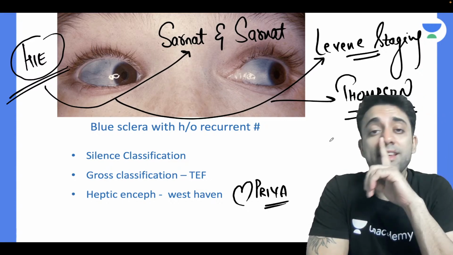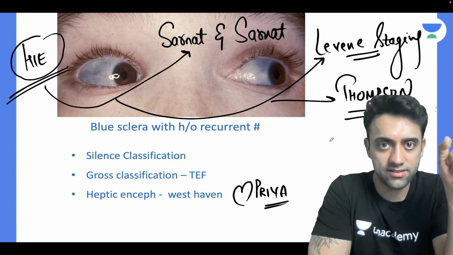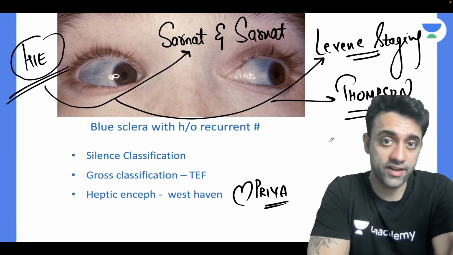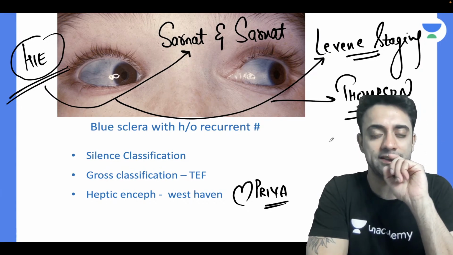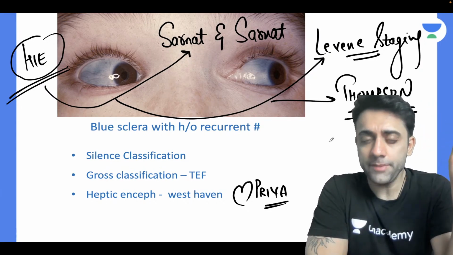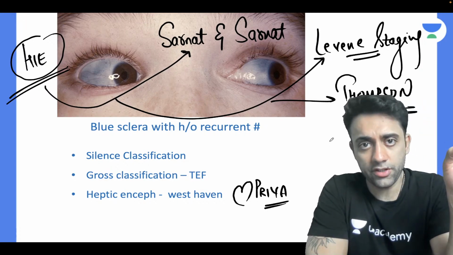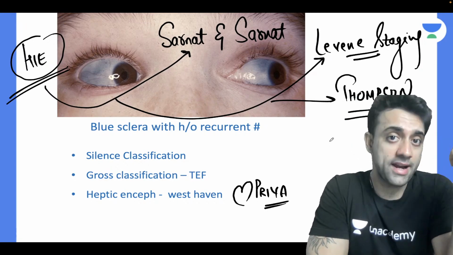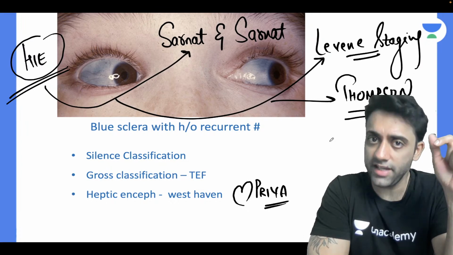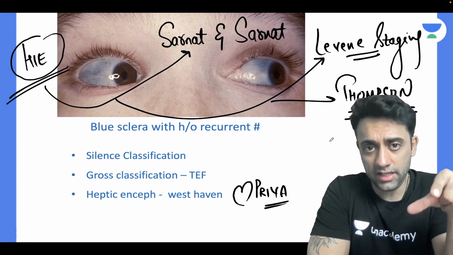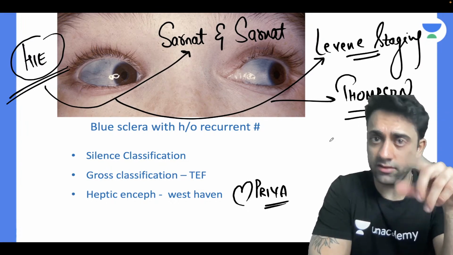So remember, silence classification is there in osteogenesis imperfecta because the baby gets recurrent fractures, no? So maintain silence. Silence classification in OI. Gross classification in tracheoesophageal fistula. In hepatic encephalopathy, we have West Haven staging classification. For HIE, you have Sarnat and Sarnat, Levene and Thompson scoring.